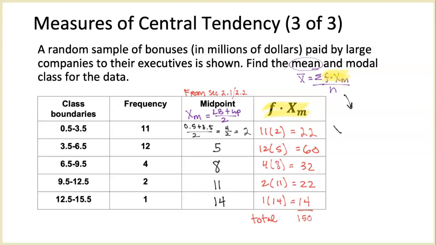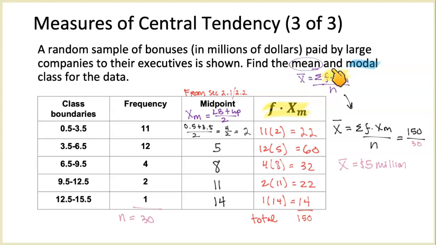And then n represents the total, in this case, the total sample. The total sample would be, if I were to add all these frequencies together, how many people are represented in this distribution to have received a bonus, and it's 30 people total. So the sum of the frequency times the midpoint divided by n, 150 divided by 30, that would be 5, would be our average, $5 million. So the average bonus that was paid out was $5 million.